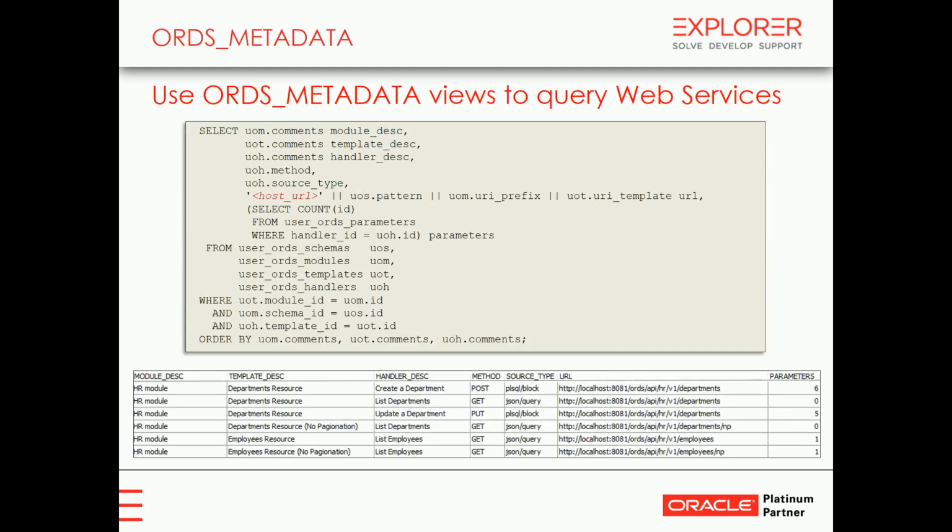As I've previously mentioned, the ORDS metadata schema contains a set of views. These can be used to query the web services that you've created. This SQL query returns a list of all web services and includes the comments, method, source type, URL and the number of parameters. As you can see, I've created 3 handlers for the department's resource template. A get to query the table, a post to insert into the table, and a put to update the table. I could also add a delete handler.